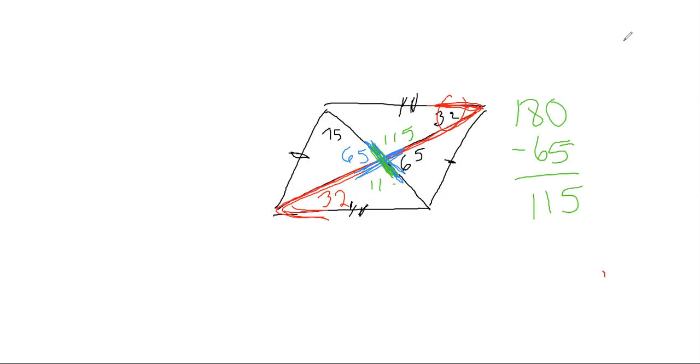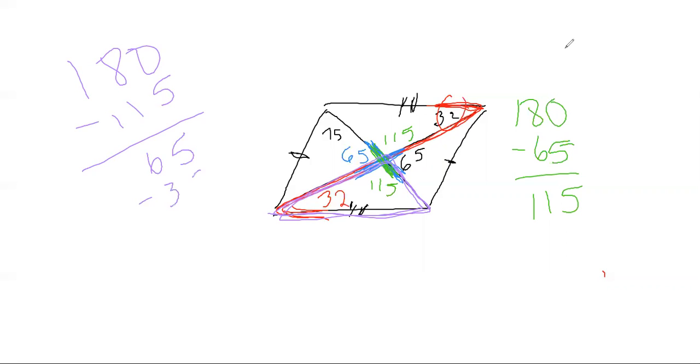I've got 115 here. At that point, we could go ahead and look at this bottom triangle right here, and I know that there are 180 degrees in a triangle, so I could say 180 minus 115, which we know is 65, and then I subtract off 32, this 32 right there, and I'm left with 33. So that means this has got to be 33.